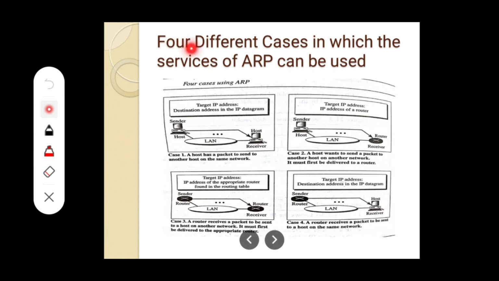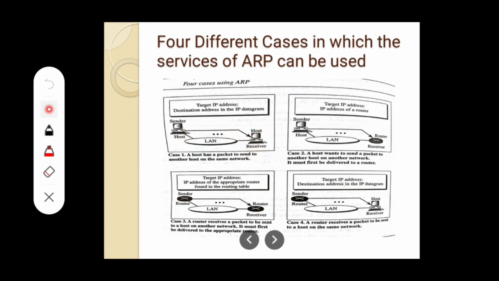We are going to discuss the 4 different cases in which the service of ARP can be used. The first case is this one. Here there are 2 hosts in the same network, and data transmission is taking place between these 2 hosts. The target IP address is the destination address in the IP datagram. The IP datagram will have a destination IP address, and that will be the address of this host.